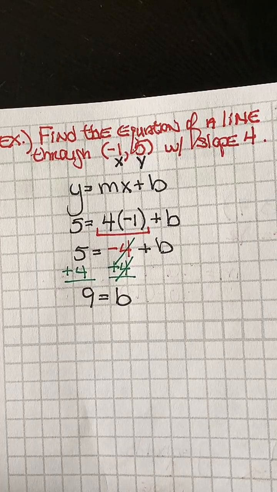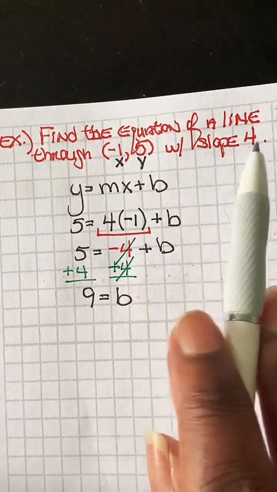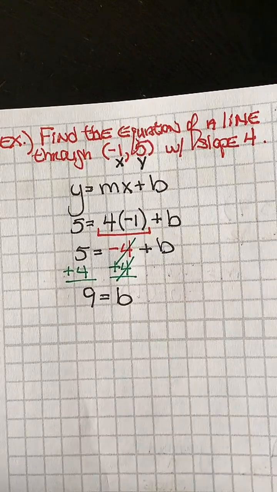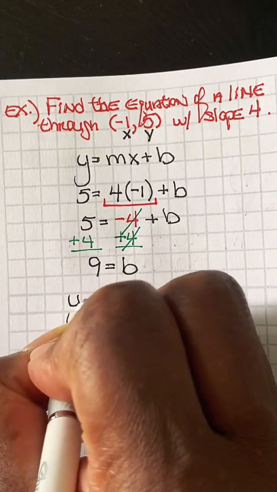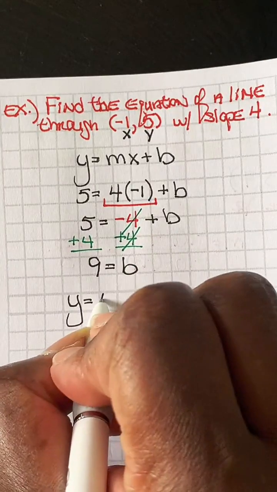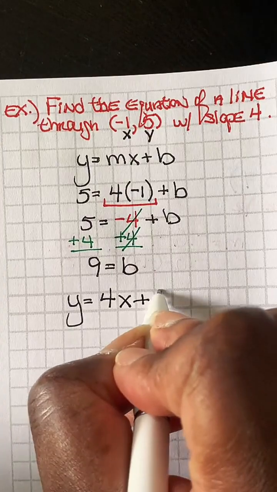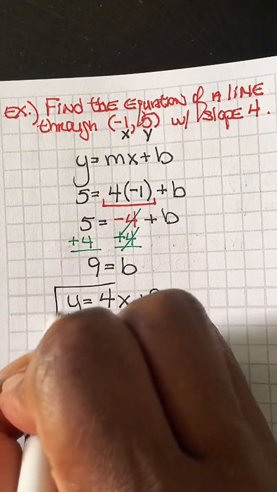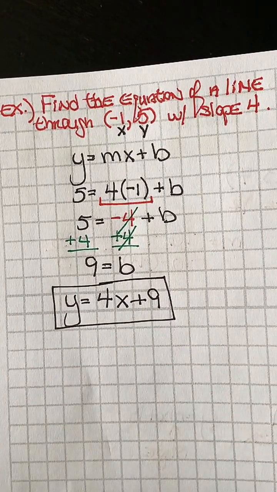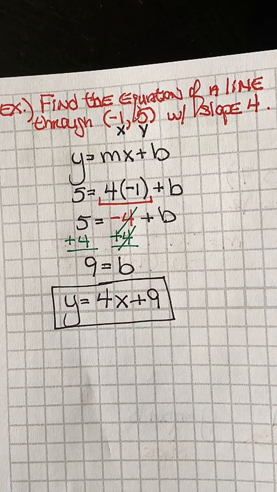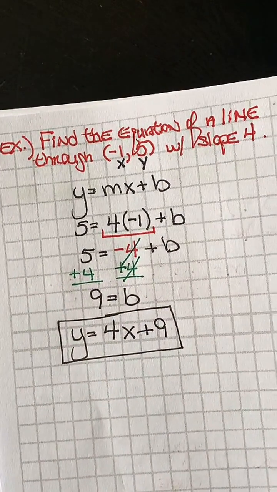So our equation, the line that's going to pass through this point and also has a slope of 4, is simply y = mx + b, where m is 4 and b is 9, so y = 4x + 9. So that will be my equation of the line. And that's what we need to do. We need to find the equation of the line.